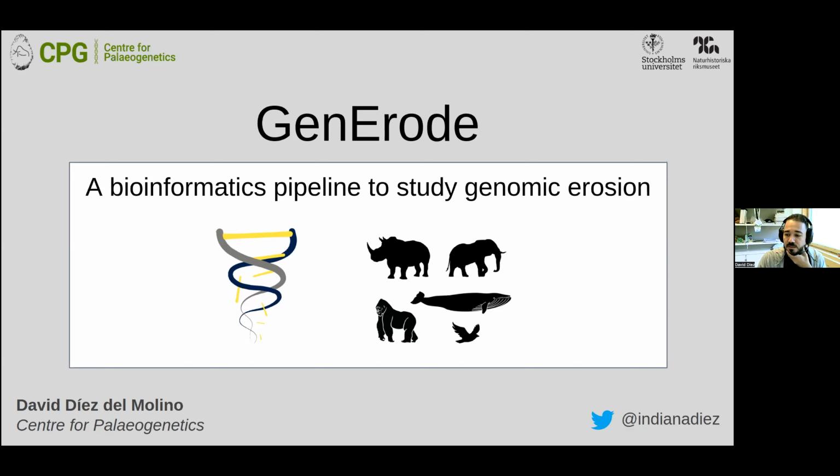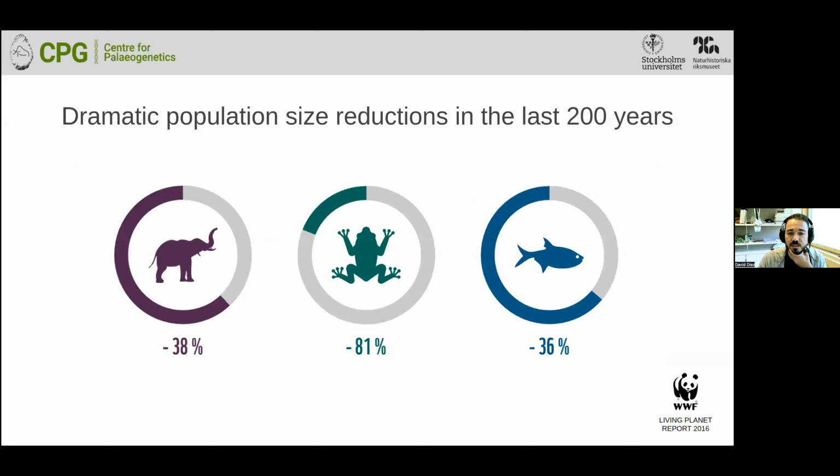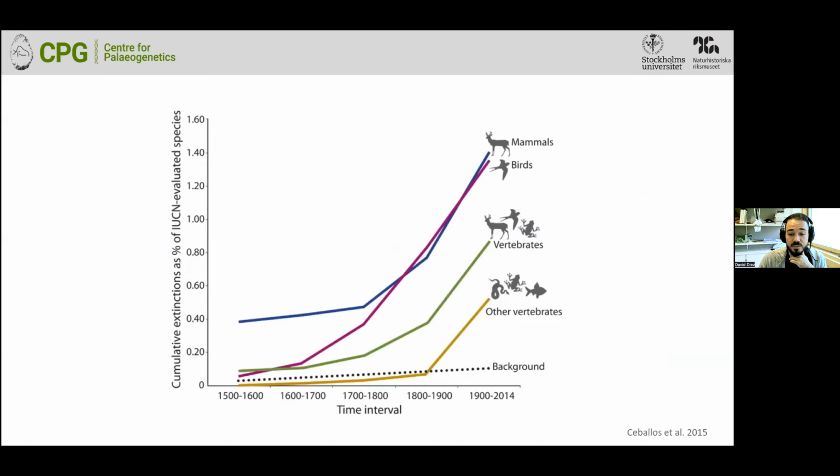And the key question here is that wild populations have seen dramatic declines in population size in the last 200 years. This is a report from 2016. These figures look much worse now in 2022. The consequence of the population size reductions is species extinctions, which have increased in the last 200 years as well. In this figure, we have only vertebrates, but the picture doesn't look very good for non-vertebrates either.